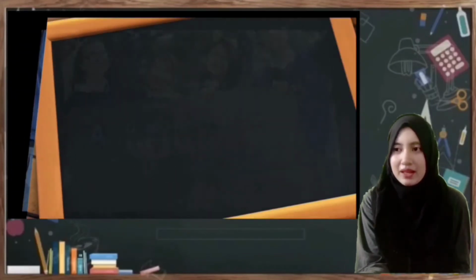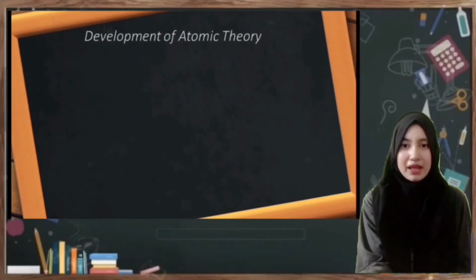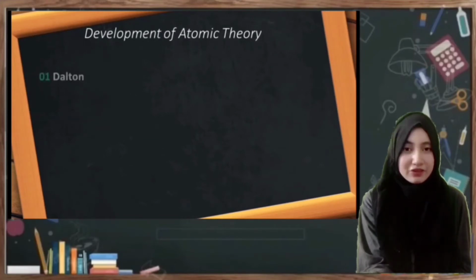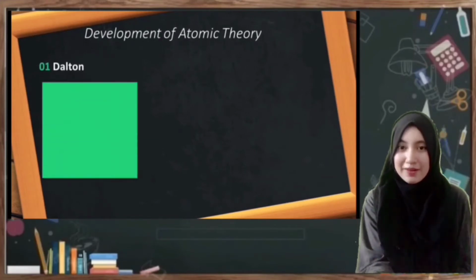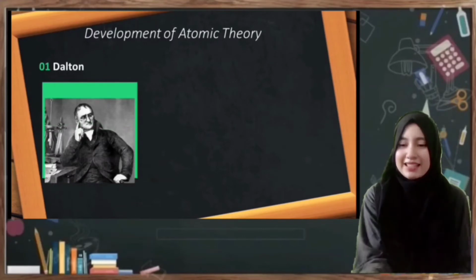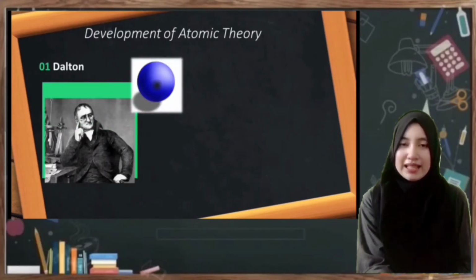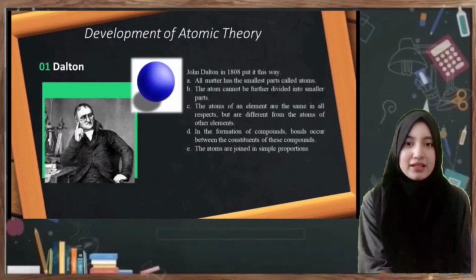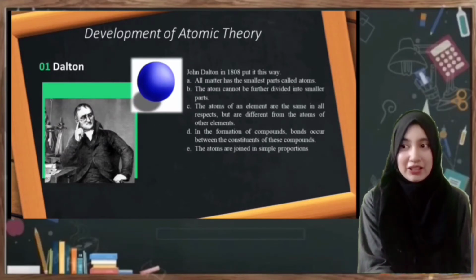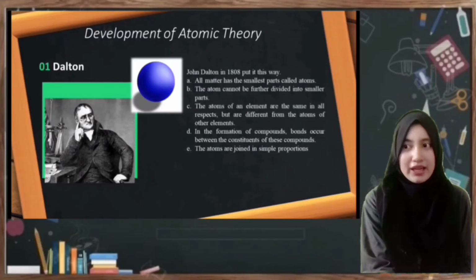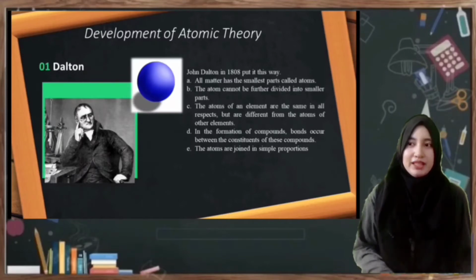So, the development of atomic theory. First, we must know who the founder of this theory is, right? The first is Dalton. You can see on the slide the faces of the founders. First, John Dalton, and the picture of the theory. John Dalton in 1808 put it this way.